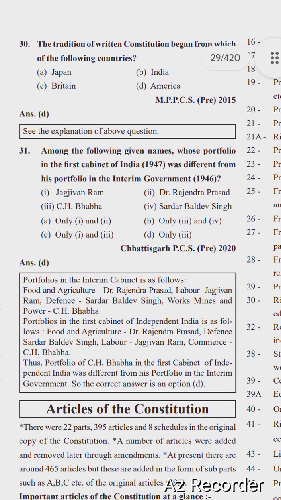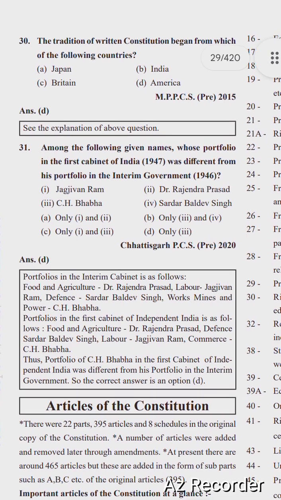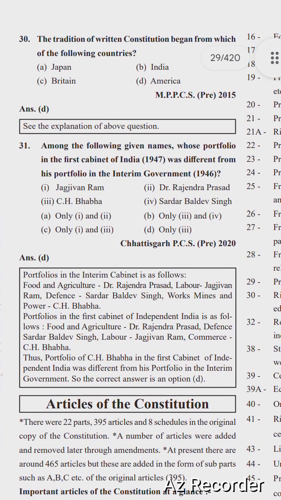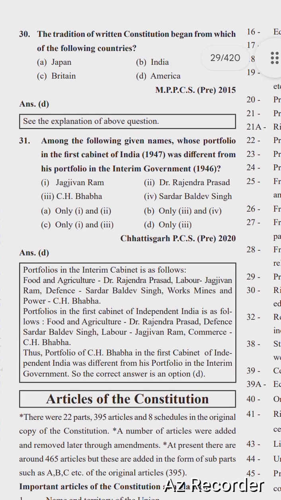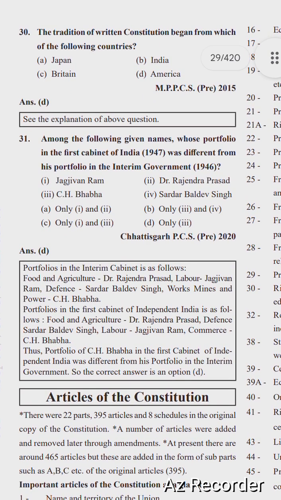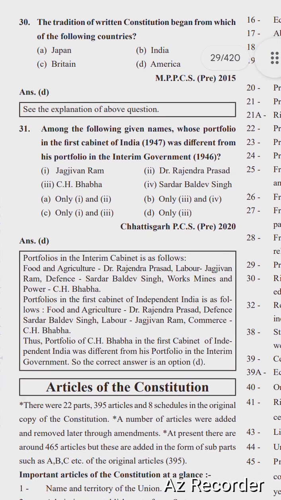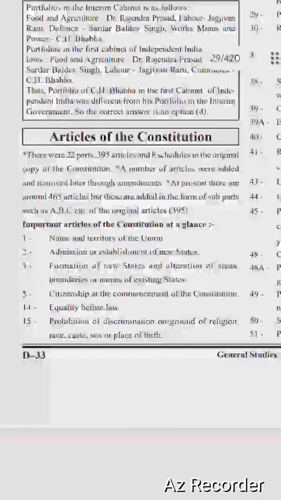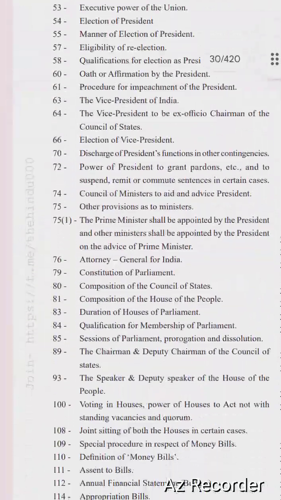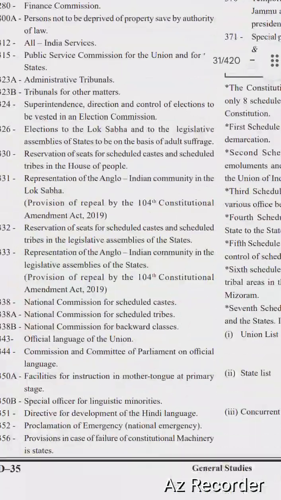Next question is, among the following given names, whose portfolio in the first cabinet of India was different from his portfolio in the interim government of 1946? The right option is option D, C.H. Bhabha. Portfolios in the interim cabinet were as follows: food and agriculture, Dr. Rajendra Prasad; labour, and so on. So it's not important mostly.